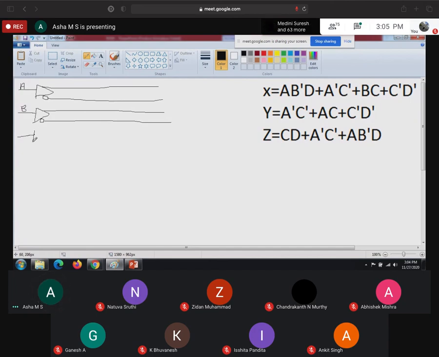Next, C and C bar. Okay. Next we have D and D bar. It's coming very thick.